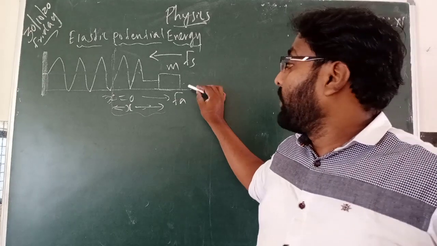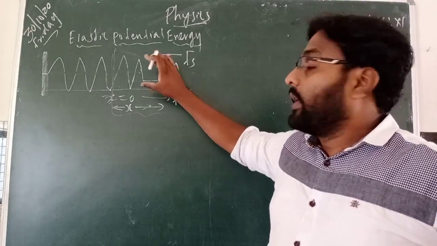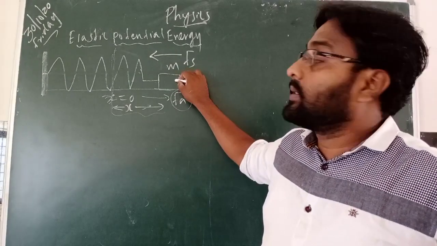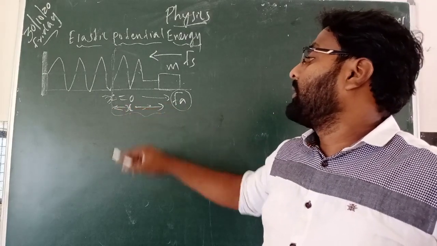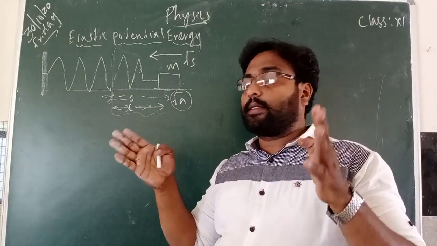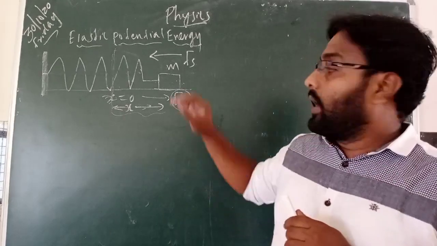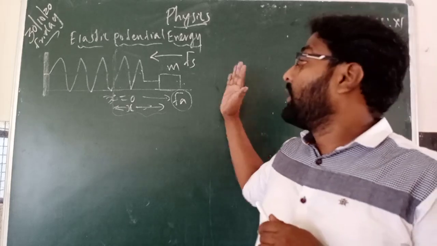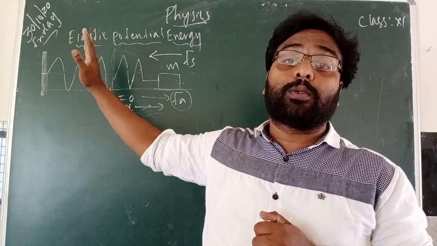Now, when a force is applied on this, what is happening? When a force Fa is applied on this mass, the spring is displaced at a distance x. Now you are leaving this. When you are leaving, what will happen to this mass? It will go back to its original position.